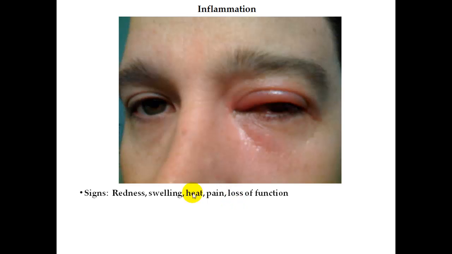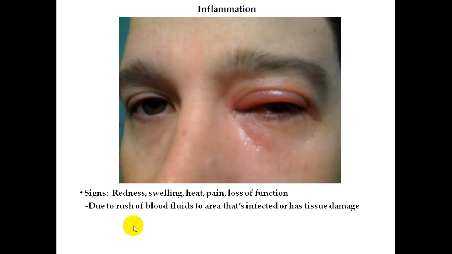And basically the reason why all of this happens during inflammation is because all inflammation is the rush of blood fluids to a particular area. And there are two things that can cause blood fluids to rush to a particular area. One of the things is infection with a microorganism. Another thing is tissue damage.